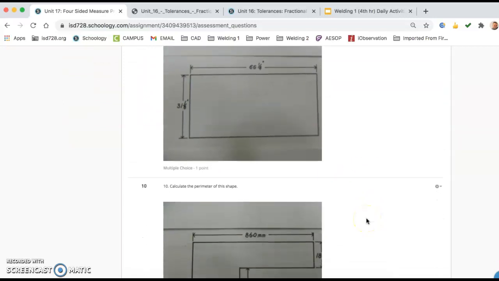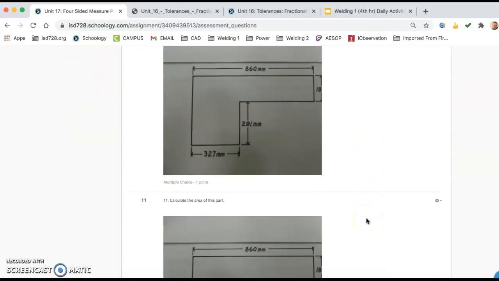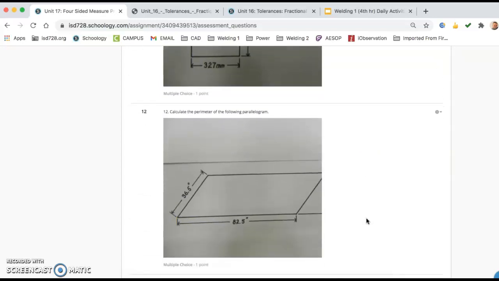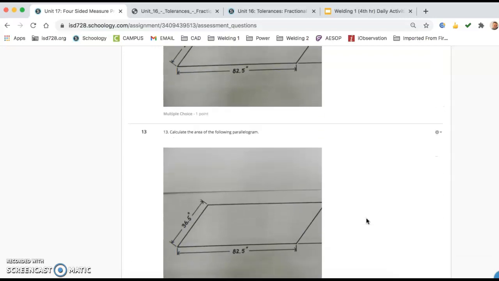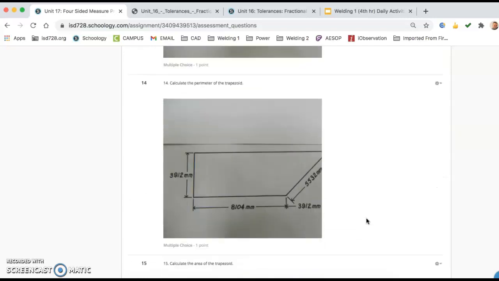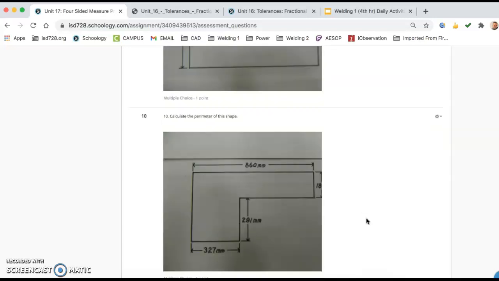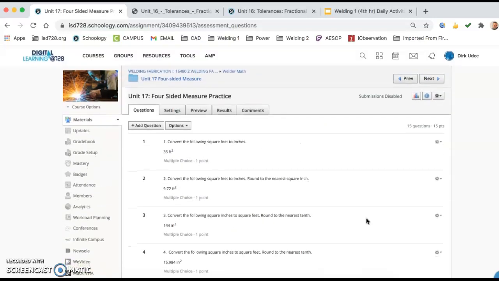It has you move on to perimeter. Area of an L-shaped part. Perimeter of the parallelogram. Area of the parallelogram. Perimeter of the trapezoid, and area of the trapezoid, and so on. So there's your 15 questions for tonight.